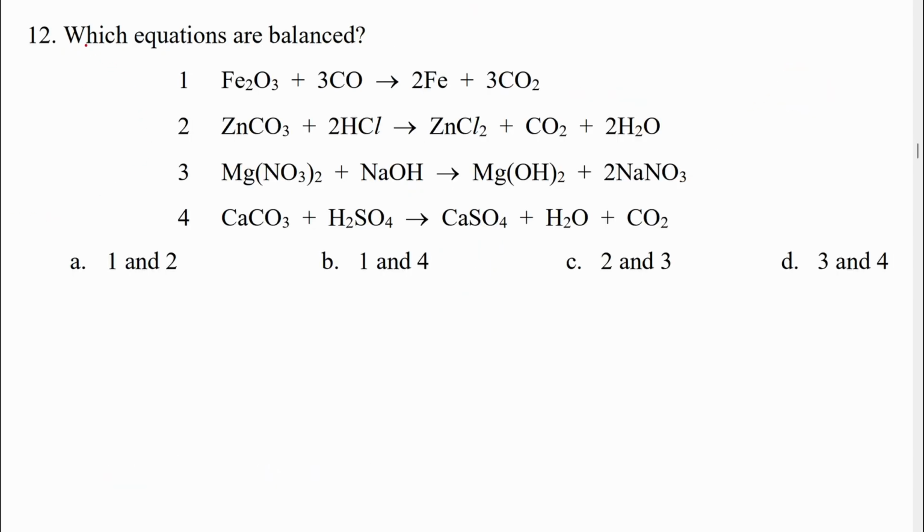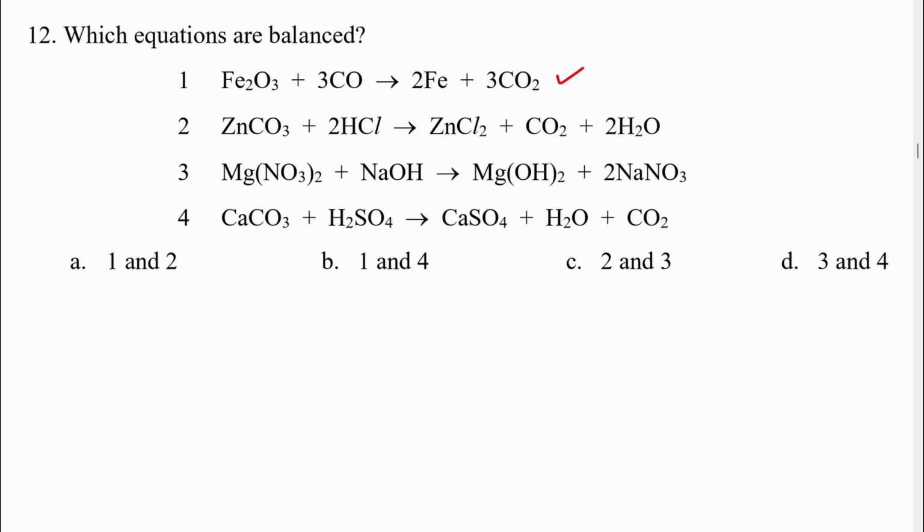Next question. Which equations are balanced? Okay, so let's check one by one. Option 1. So we have Fe2 at the left and we have 2Fe at the right. So Fe is balanced. What about oxygen? Oxygen in here is 3 times 2, 6, right? While oxygen at the left side is 3O, so 3 in here and 3 oxygen in here. So altogether is 6. What about carbon? Carbon is 3, and here also carbon 3, right? 3C, 3C. So option 1 is correct.